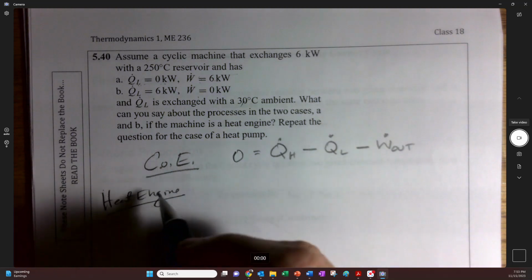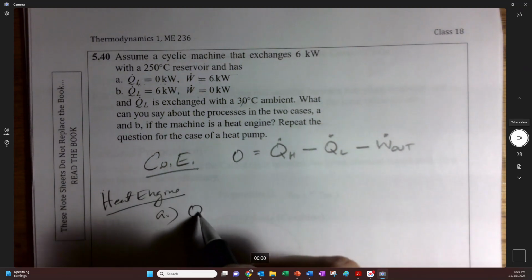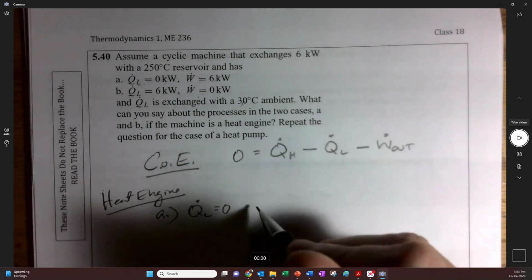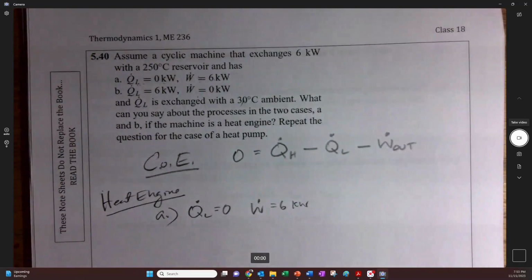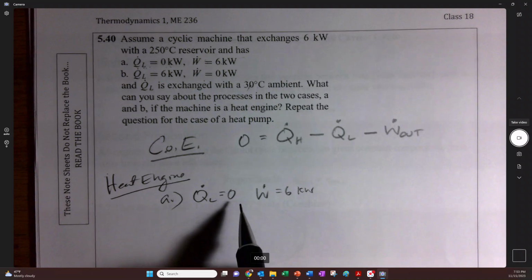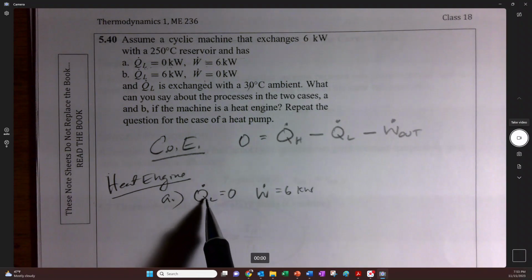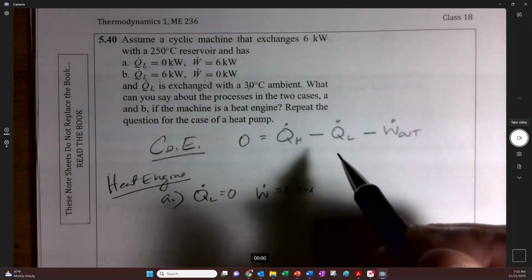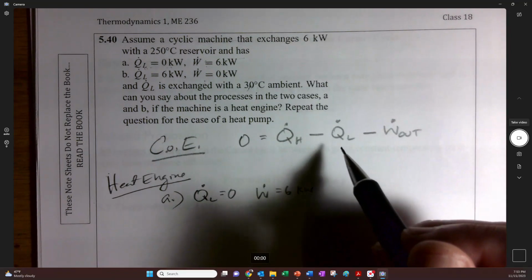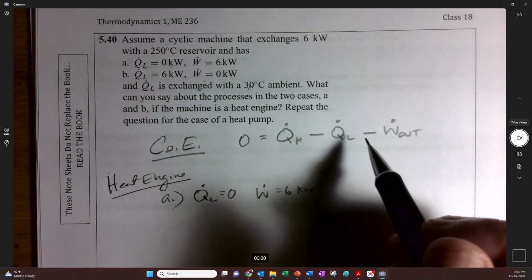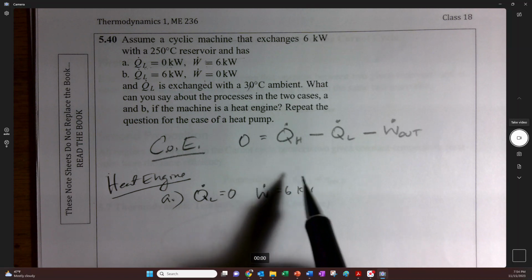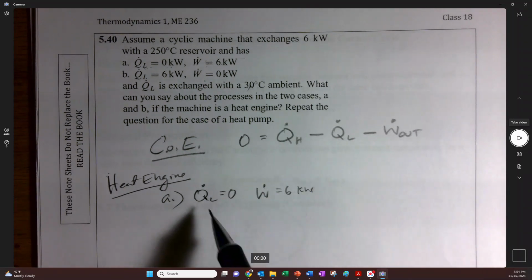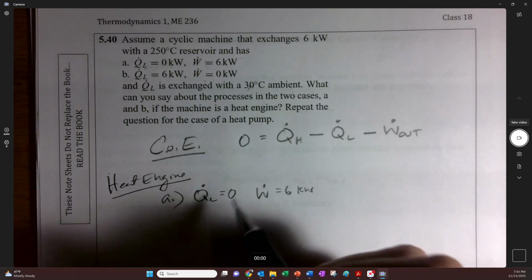And what can we say about these two things? So A, Q dot L is equal to 0, and this is equal to 6 kilowatts. Well, you take a look at it and you go, well, it's not going to be possible. It defies some of our principles right there. I think it's either Clausius or the Kelvin Planck. I think it's the Kelvin Planck. Kelvin Planck says you need a low rejection. You need to reject some heat right there, so it's not possible.